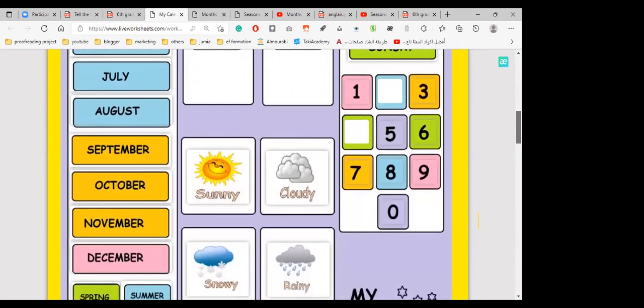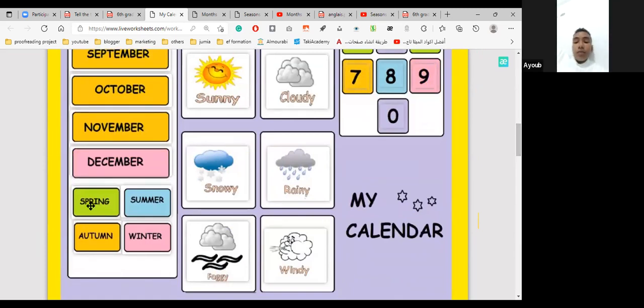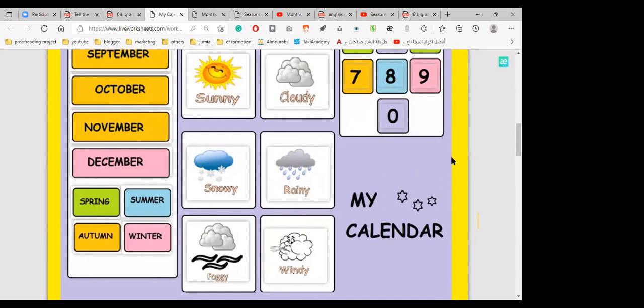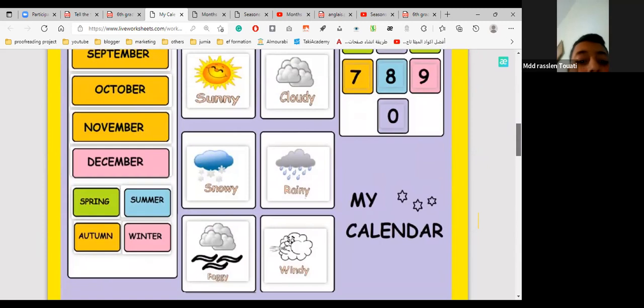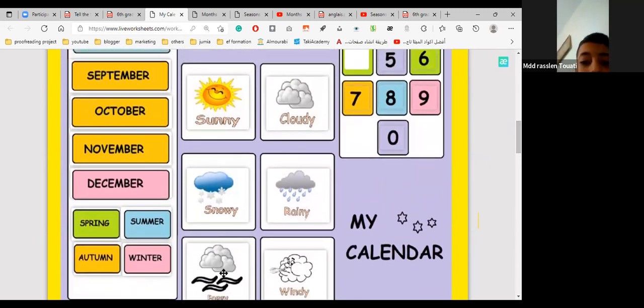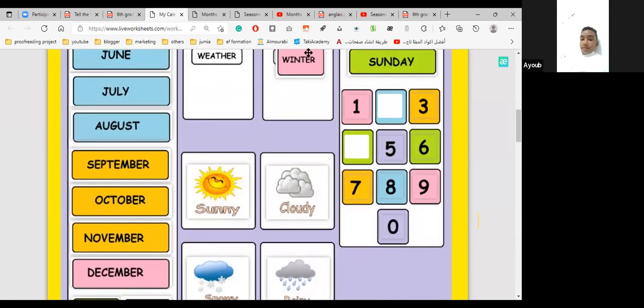What's the season? Do you know the seasons of the year? 4 seasons. Yes, they are spring, summer, autumn, winter. What's this season? Winter. It's winter. Okay. Winter, summer, spring, autumn.